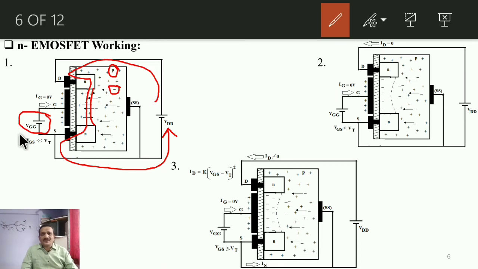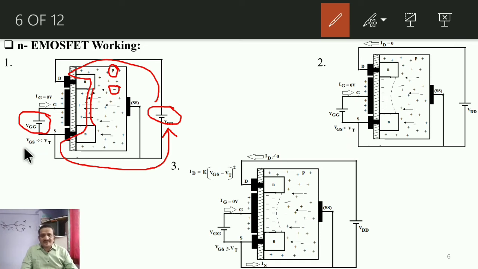Now how much should be the value of that VGG so that there will be a non-zero current? See, if that VGG is very small, some minority carriers will get attracted, but they are not capable of handling the current between these two regions, that is drain and source region. So remember, there should be a sufficient VGG so that a sufficient channel will get formed, so that there will be a non-zero current from the external DC source, that is VDD, which is connected to drain with respect to source as shown, is it? Now that term, a sufficient VGG, is known as the threshold voltage, that is VT.